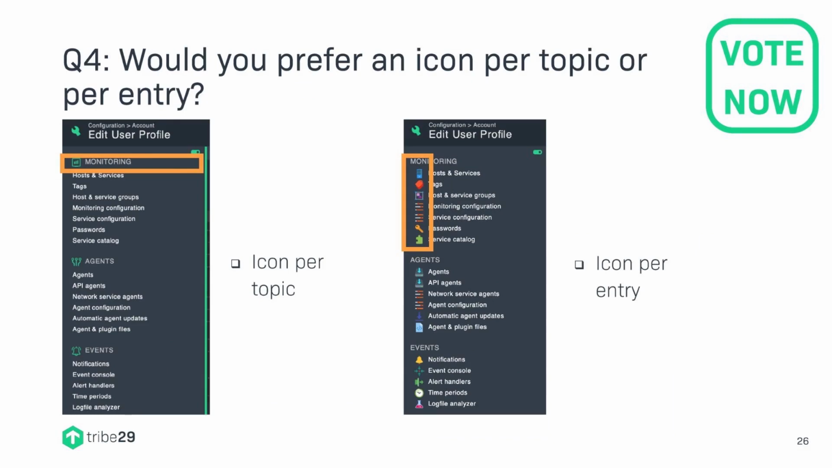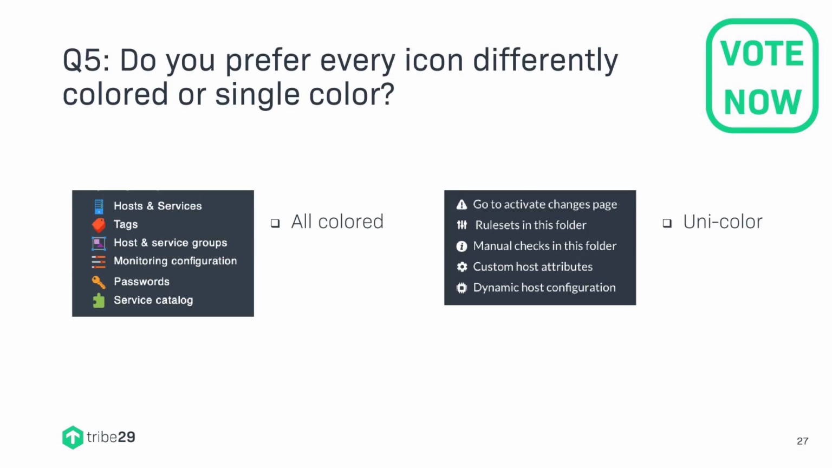Question 4 is just a design question. Is it nicer to have 1 icon per topic or 1 icon per entry, really colorful? That is really a personal choice. With separate icons, it could help finding certain points quicker, but it could also be a bit wild. Curious to hear what you think. 5 is colors. Should we keep the colored icons, or would it be nicer and cooler to have single colored unicolor icons?